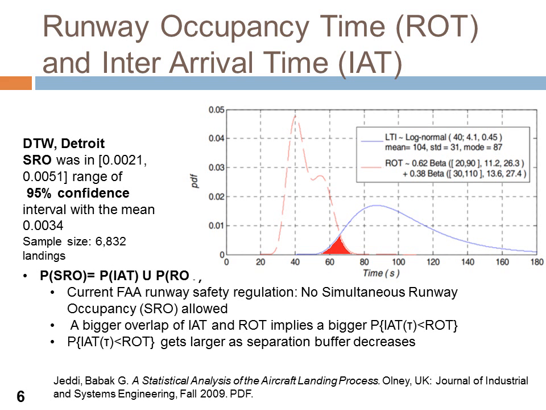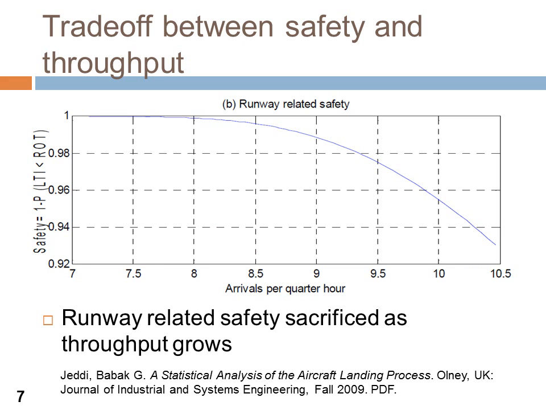This graph shows the union set between the IAT and ROT distributions. This area highlighted in red represents the probability of an SRO occurring. According to the FAA, no SRO is allowed. However, studies have shown there is always a probability of SRO happening due to the stochastic nature of the arrival process. So clearly there's a trade-off between throughput and safety that we want you to take away from this graph.